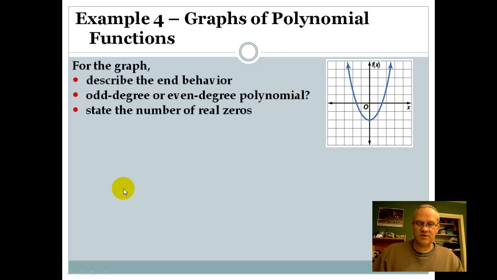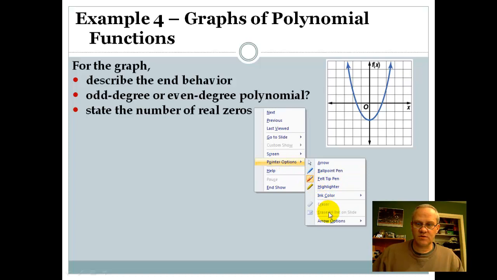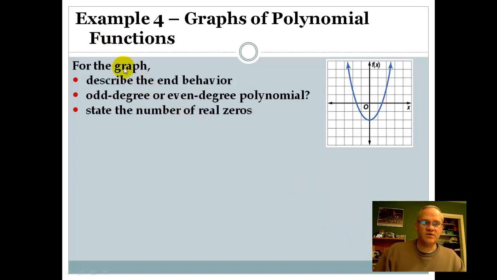I'm going to change back to red, I think. Ink color, red. All right, so here's the couple of things that we have to do. First of all, describe the end behavior, and then is it odd or even, and state the number of zeros. I usually like to start with the second and third ones because those are really easy to start with. So is this an odd degree or an even degree? If they're both going up, that would be even. Okay, so that's easy. It's an even degree.